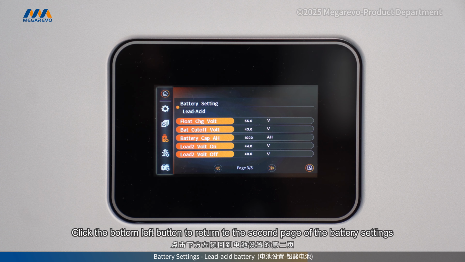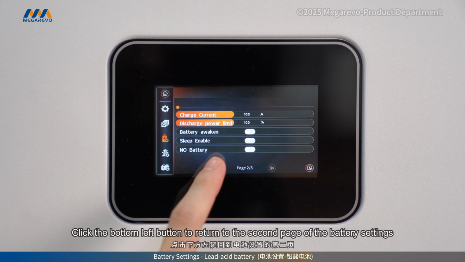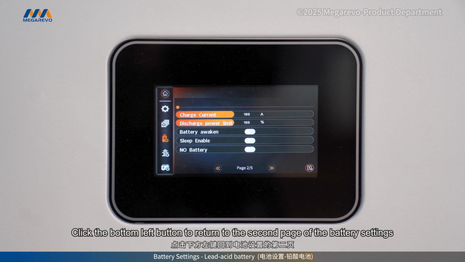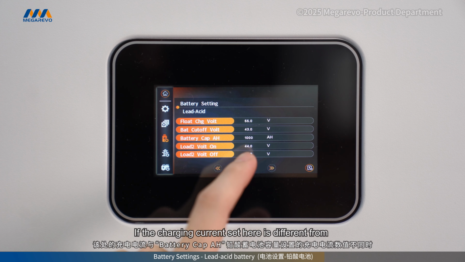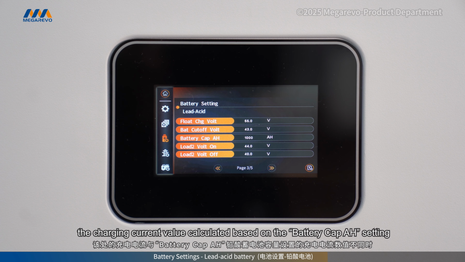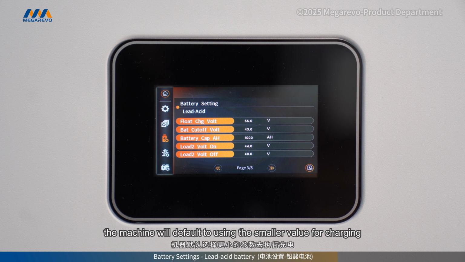Click the bottom left button to return to the second page of the battery settings. On this page, charge current sets the battery charging current. If the charging current set here is different from the charging current value calculated based on the battery cap AH setting, the machine will default to using the smaller value for charging.